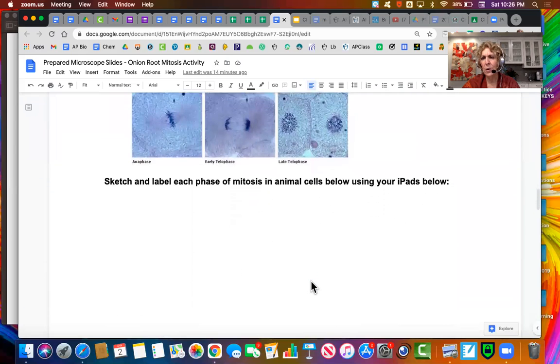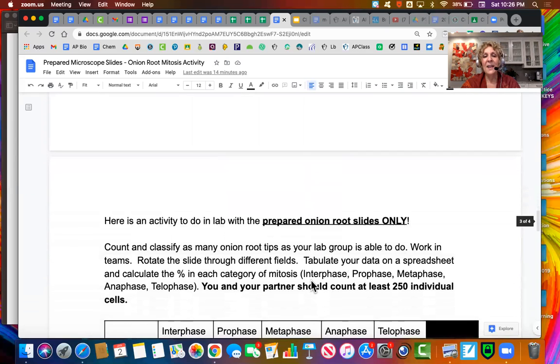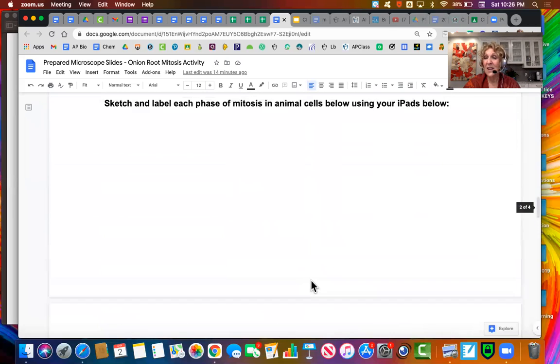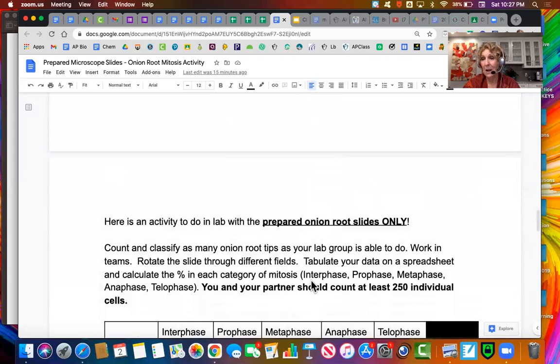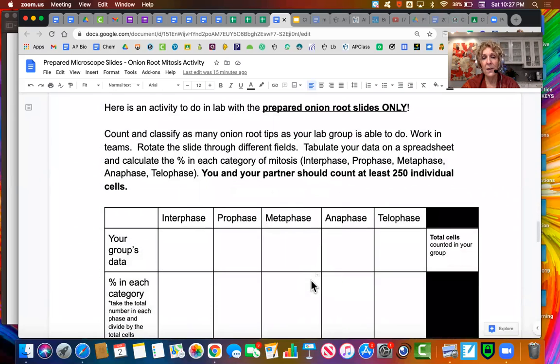So what I'd like you to do with your iPads is to make sketches of interphase, prophase, metaphase, anaphase, and telophase in animal cells here, all right? And at this point now, we're going to go back to the prepared onion root slides, and you're going to do an activity where you're going to count with a partner at least 250 different plant onion cells, okay? So this part of the sketches should not take you that long. I'm thinking half an hour max.